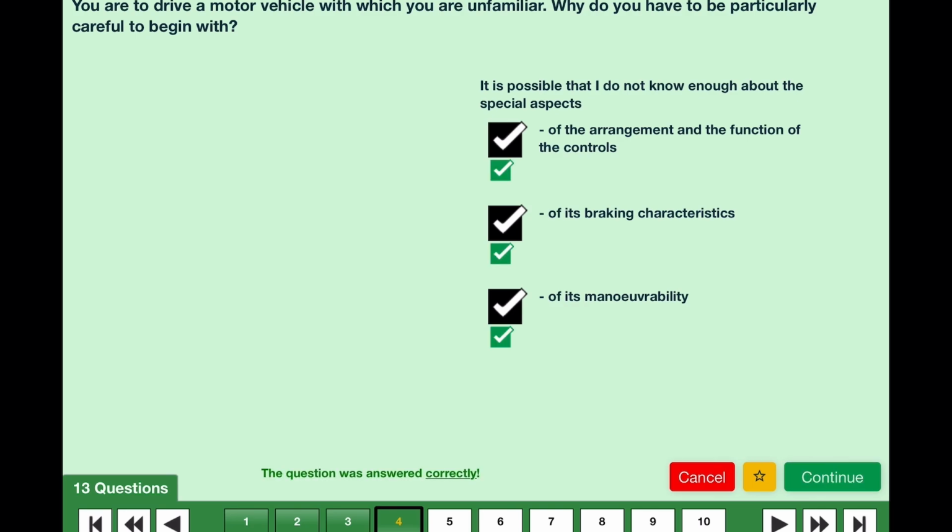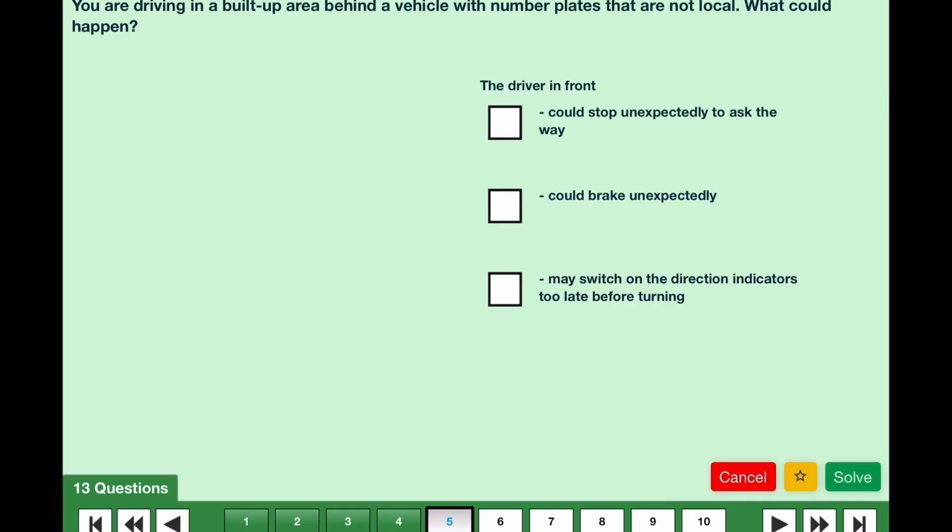So let's move to number 5. Number 5 says you are driving in a built-up area behind a vehicle with number plates that are not local. What could happen? The driver in front could stop unexpectedly to ask the way. The driver in front could brake unexpectedly. The driver in front may switch on the direction indicators too late before turning. So 1, 2, and 3 is correct.